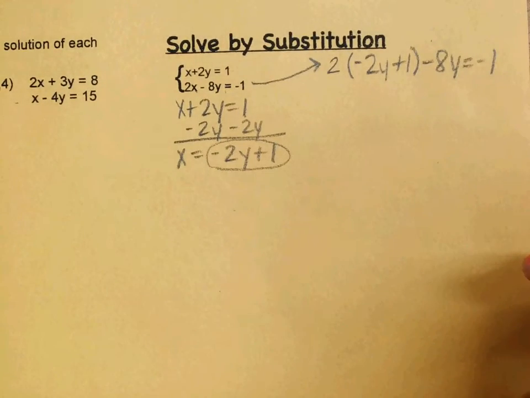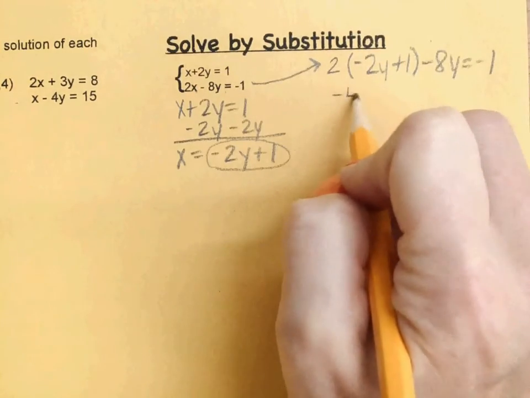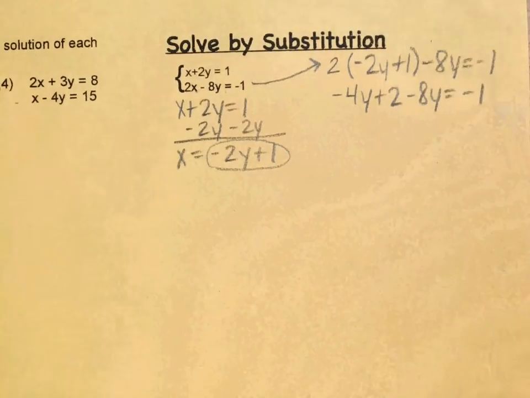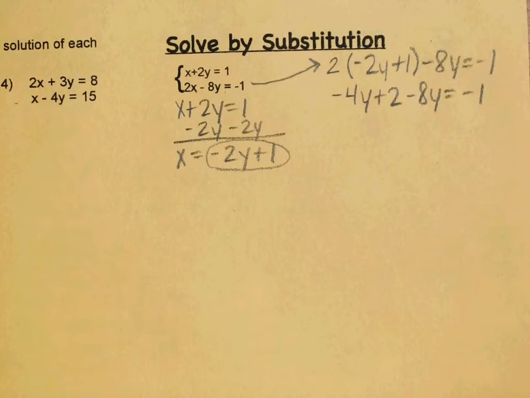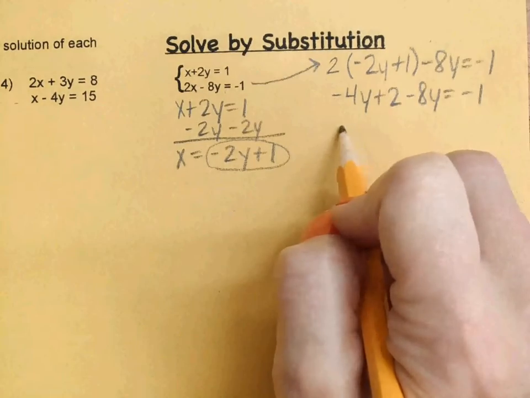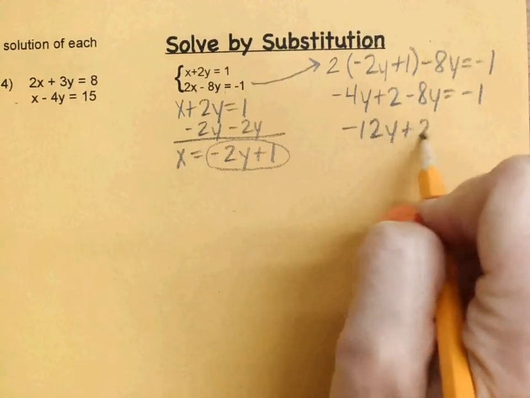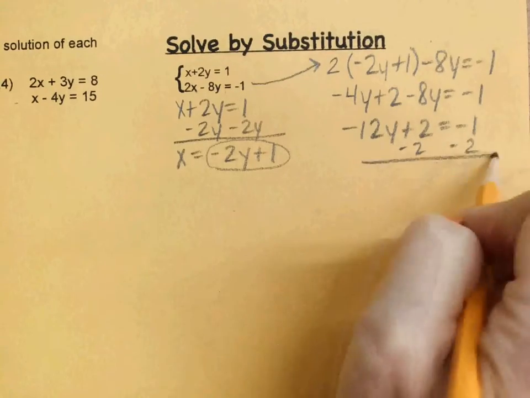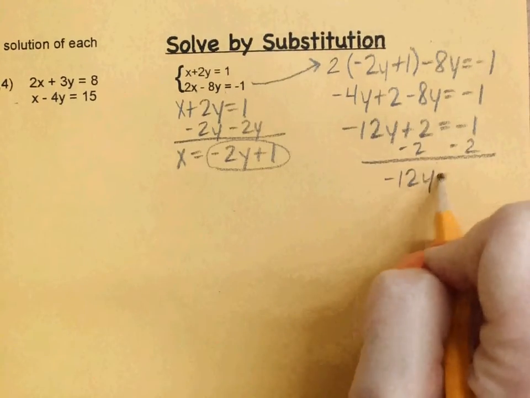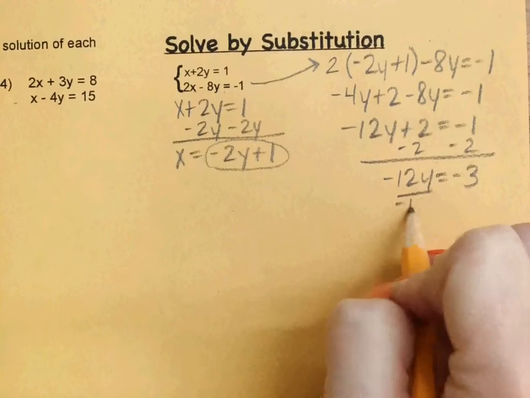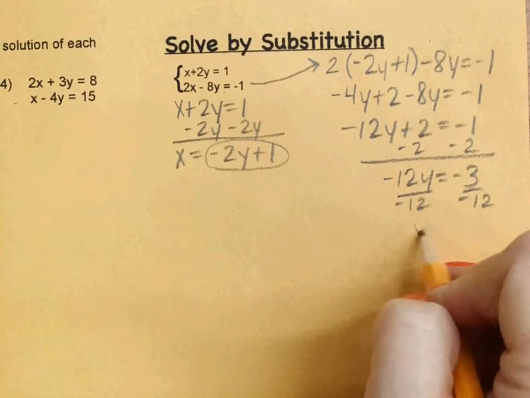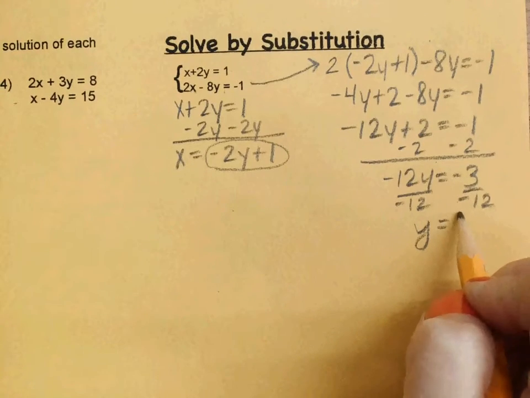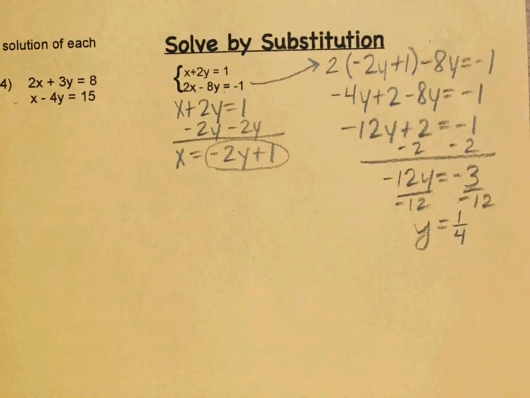Now I'm just going to go ahead and solve for y. So I get negative 4y plus 2 minus 8y equal to negative 1. All I did was distribute that 2. Then I combine like terms, so negative 12y plus 2 is equal to negative 1. Then I just subtract 2 on each side. I get negative 12y is equal to negative 3. Divide both sides by negative 12. I get y is equal to, well, negative divided by negative is a positive, 3 over 12 simplifies to 1/4.